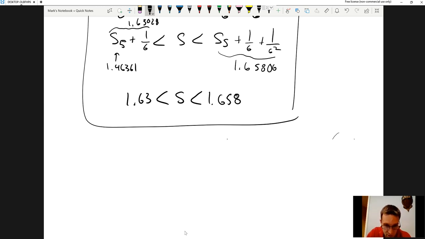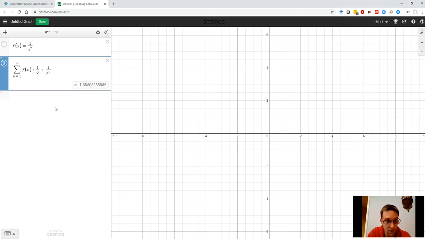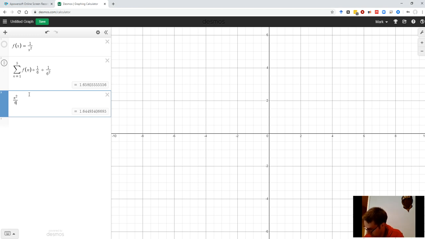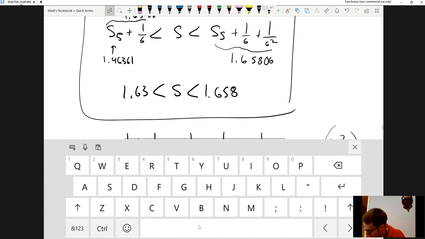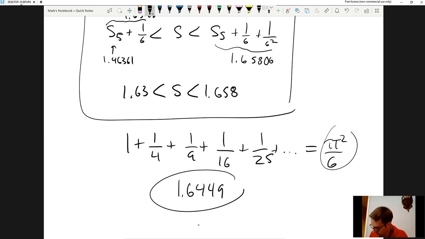But let's just check the decimal value for that. Pi squared over 6 is 1.6449. And if we go back to our range that we estimated, sure enough, it's right smack in the middle of that range. And so it seems very consistent with the argument that we made.